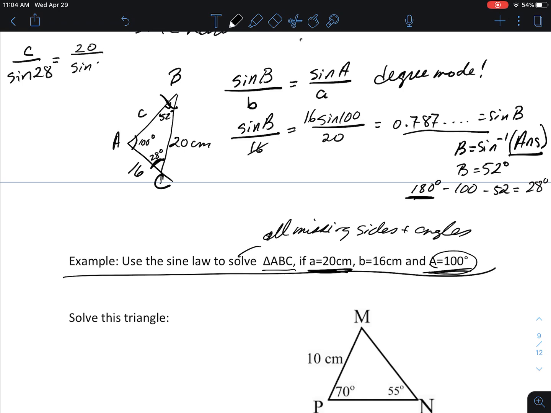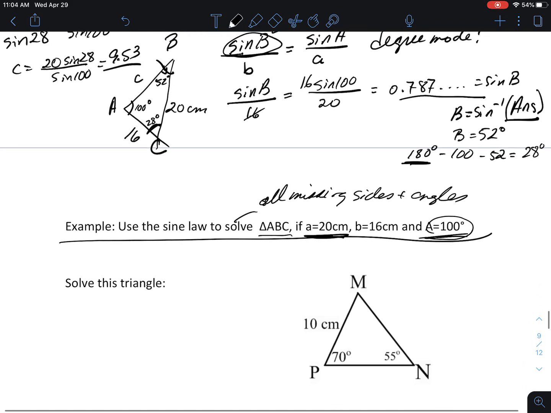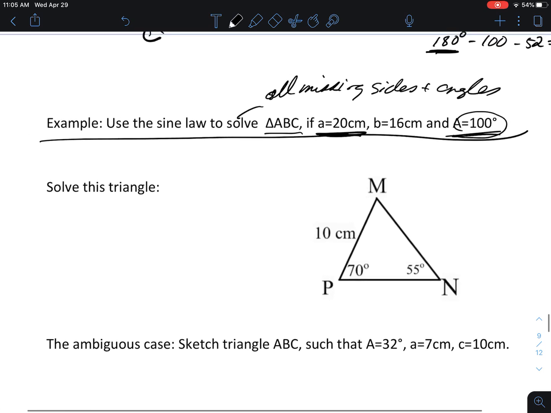So C over the sine of its angle equals, say, 20 over sine 100. So C is 20 sine 28 divided by sine 100. And that gives me 9.53. So now I've solved all sides and angles of this triangle using the sine law. All right. I recommend if my variable is an angle, then I put the sine of that in the top. If my variable, the thing I'm looking for, is a side, then I use this form of the sine law.